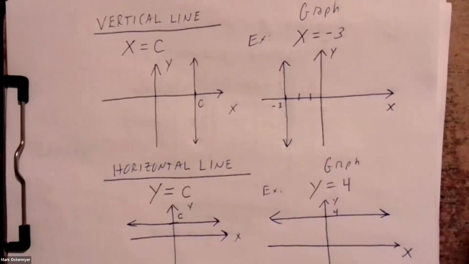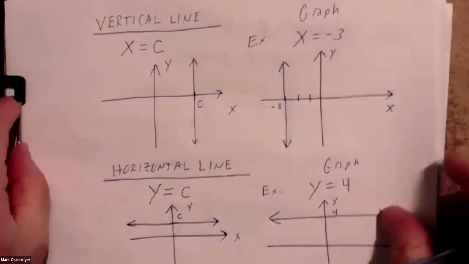Makes sense that the graph of y equals 4 is a horizontal line, because think about it, any point that lies on this horizontal line will always have a y coordinate that is 4. The x coordinate could be anything, but the y coordinate's always equal to 4. That's why its equation is y equals 4. Any questions about those?